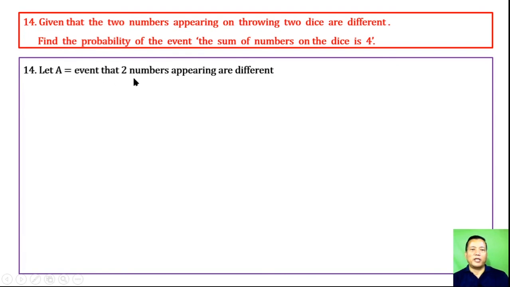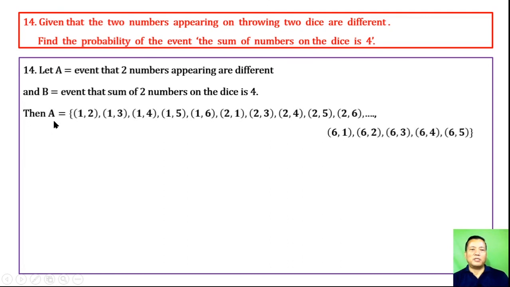Let A be the event that the two numbers appearing are different, and B the event that the sum of the two numbers on the dice is 4. Then A: if the numbers are not equal, we remove the doublets 1 1, 2 2, 3 3, 4 4, 5 5. And for B, the sum is 4: 1 3 and 3 1 are the cases, so the intersection is 1 3 and 3 1.